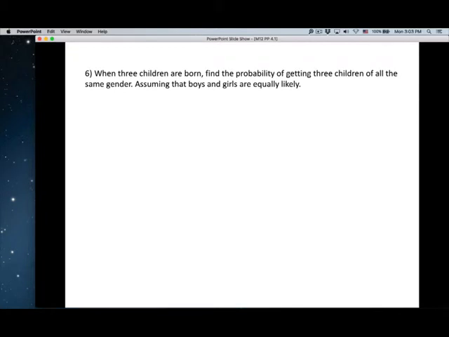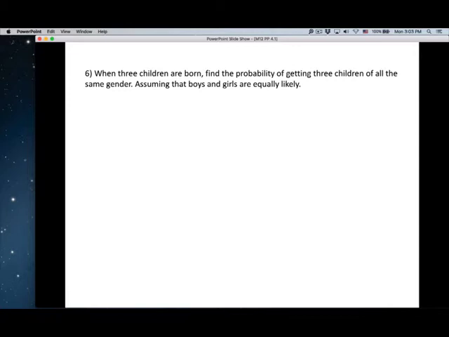Okay, number 6. When 3 children are born, find the probability of getting 3 children of all the same gender, assuming that boys and girls are equally likely. So I will have 3 children, and I want to find the probability of the same gender. Same gender means I want 3 boys or 3 girls, right? 3 boys or 3 girls.